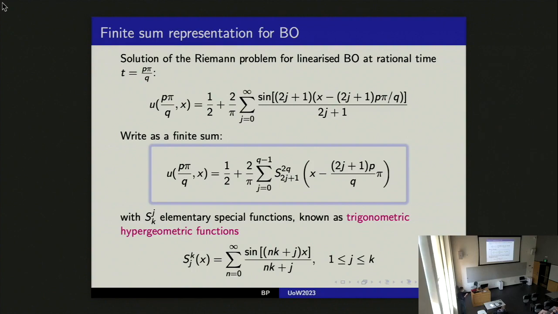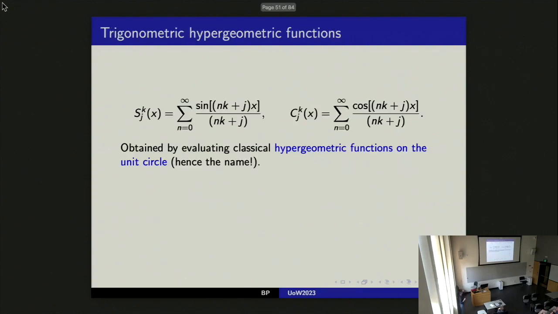And in fact, it's him who found that these are special functions listed in the digital library and probably in Abramowitz and Stegun as well. And they're called trigonometric hypergeometric functions. I had never encountered them before. There is a lot of structure to these special functions. There are two types, the ones that have sines and the ones that have cosines, and they're called trigonometric because they are obtained by evaluating the usual hypergeometric functions on the unit circle.